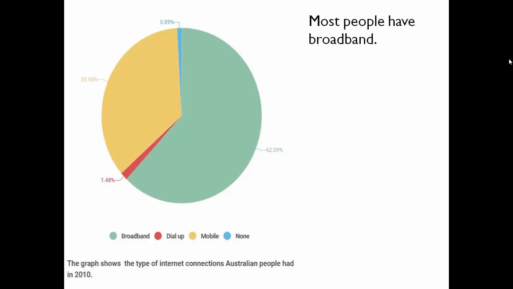My first significant thing is most people have broadband. So at 62%, that is significant. Most people use broadband. But a significant proportion of people use mobile. So that's quite a big chunk of people. More than a third of people use mobile. So those are the two very, very easy, very obvious things that we would pick out.